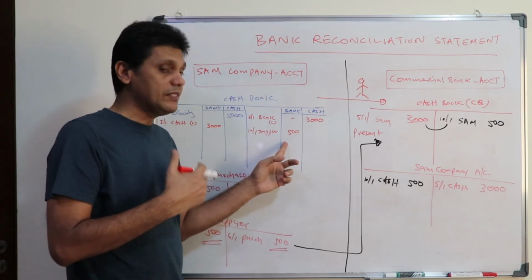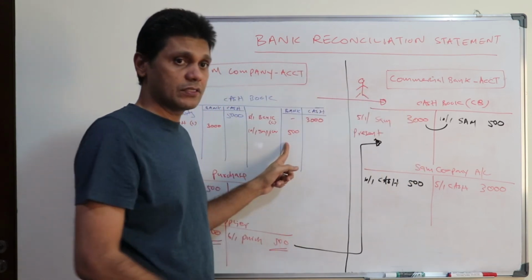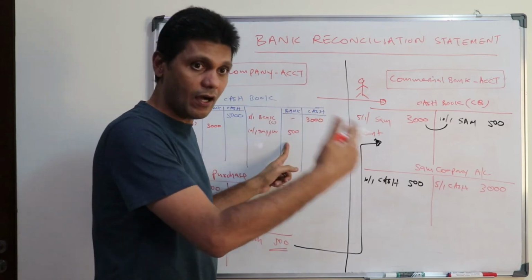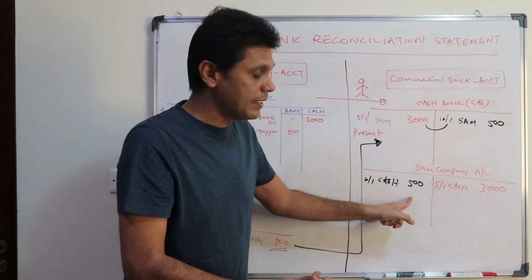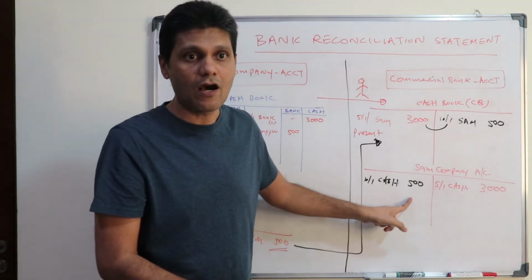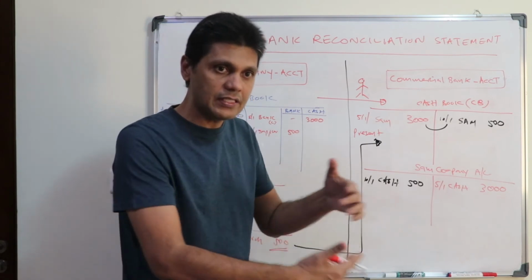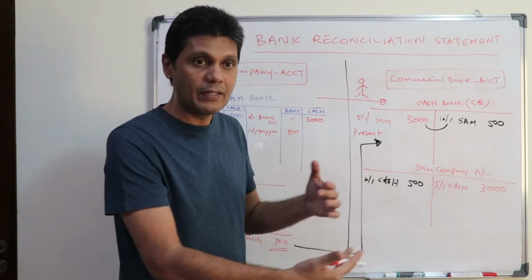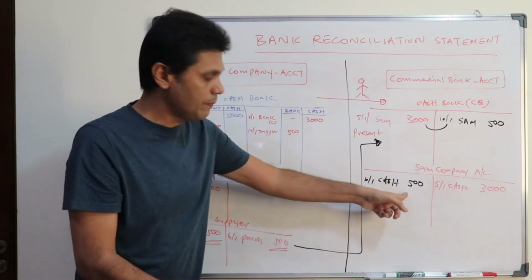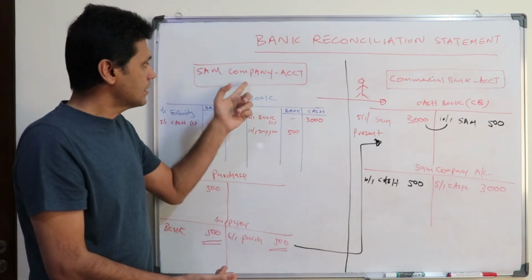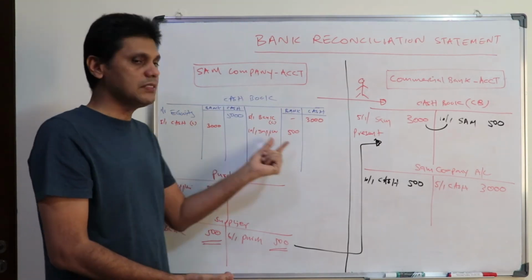However, when this check goes to the bank accountant, what will he do? He simply debits our account because he is just releasing our liability. The liability is getting reduced. You understand? That's why he is debiting. However, the Sam Company accountant credits the bank account because our balance is reducing.